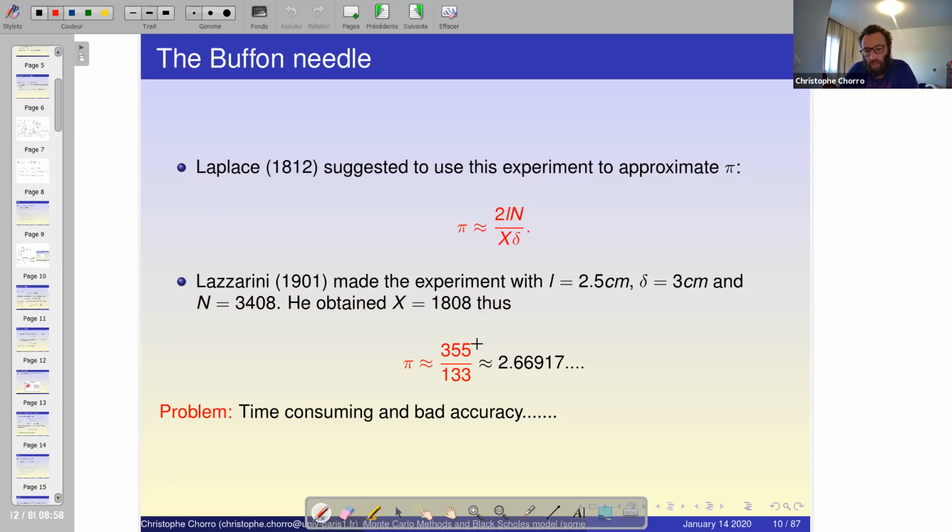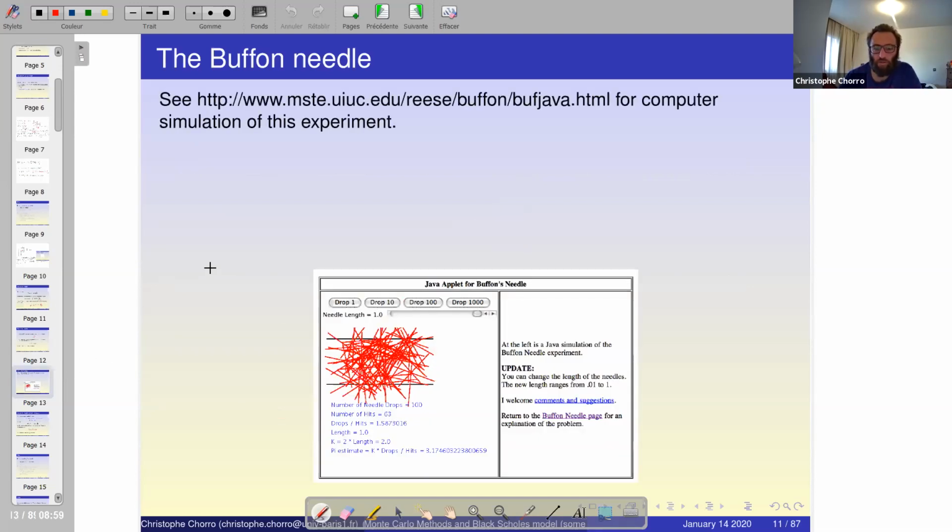So the advantage of this technique is that, with modern tools, I can't generate needles using a computer, but I can generate a floor using a computer, and so I can do this very quickly to approximate pi. So you have here an example of such a situation where you can drop needles this way. You have the link here where you are going to be able to do this. So I can just have a look if it works.